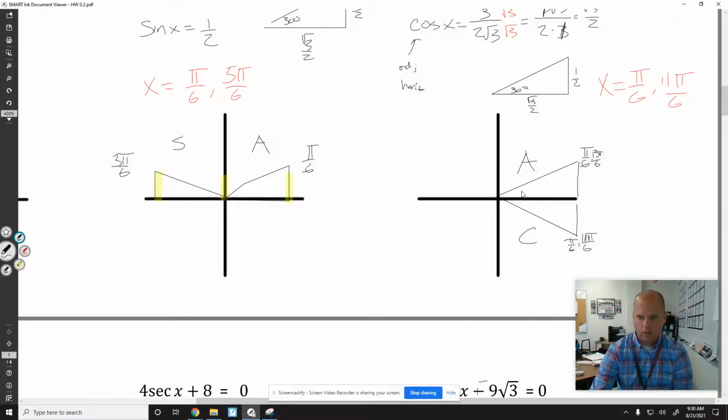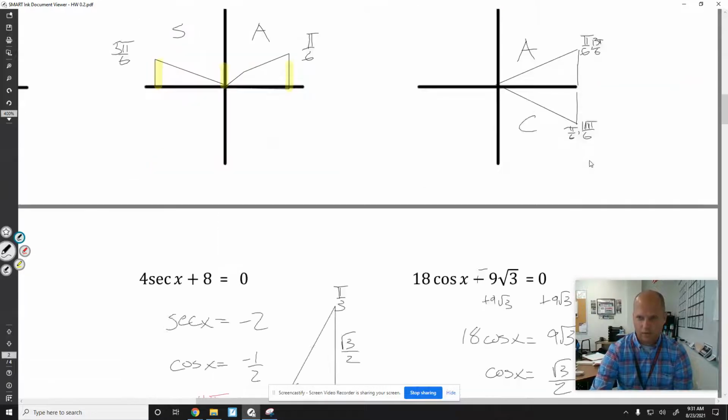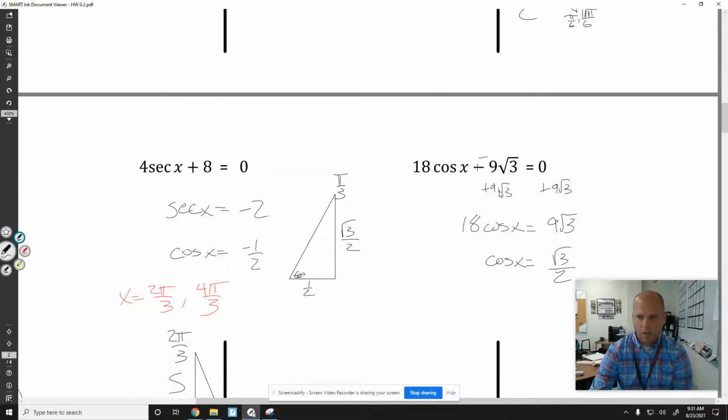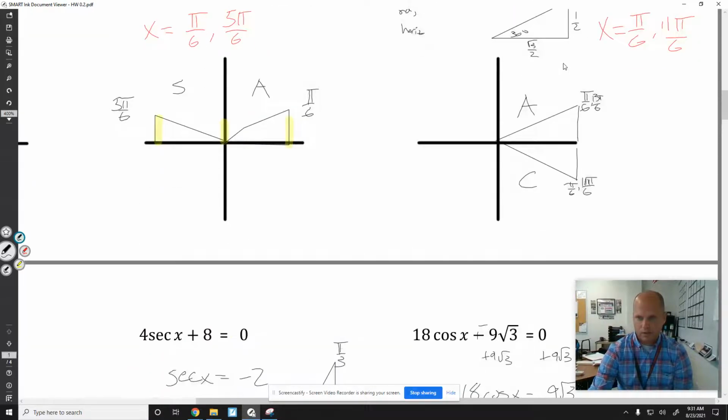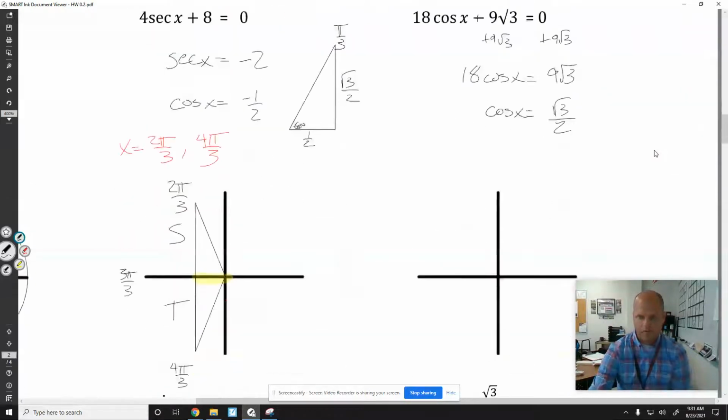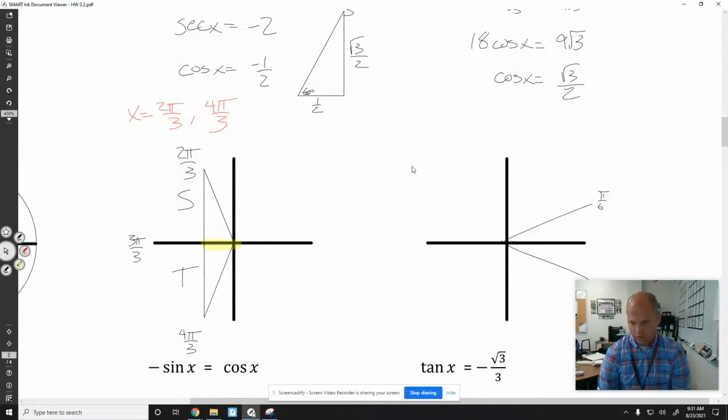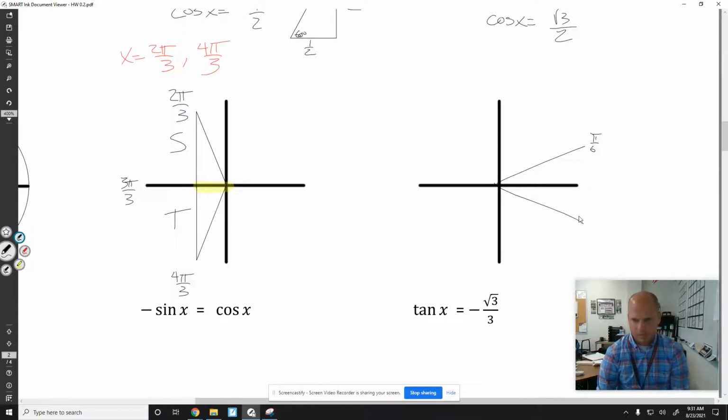So here is what I'm looking for: cosine equaling root 3 over 2. Making sure this is positive, getting this set of solutions, pi over 6 and 11 pi over 6. Here, the adjacent's longer. Here's the adjacent's longer. This is at a pi over 6. This is negative pi over 6, but we're looking between 0 and 2 pi, so we'll say that's 11 pi over 6. Same location, different angle.